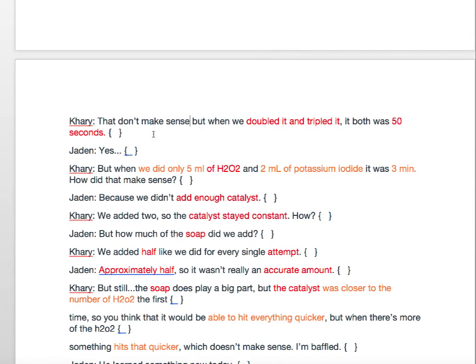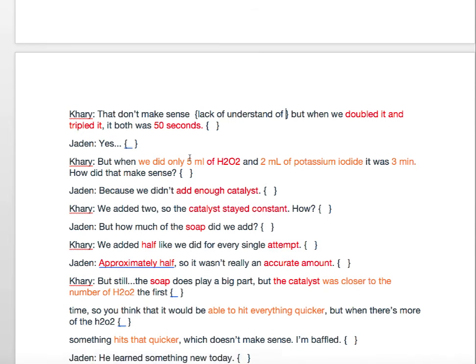All right, here's a statement right here of lack of understanding, but it's a particular kind of lack of understanding. It's not like I have no idea what's going on. It's lack of understanding of the things they're observing. Okay, all right.